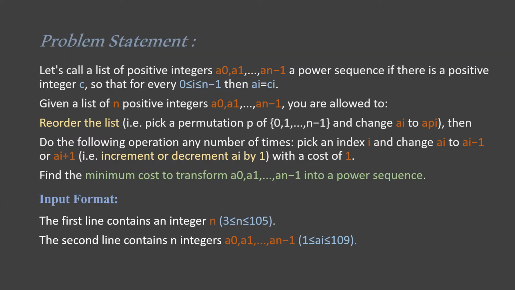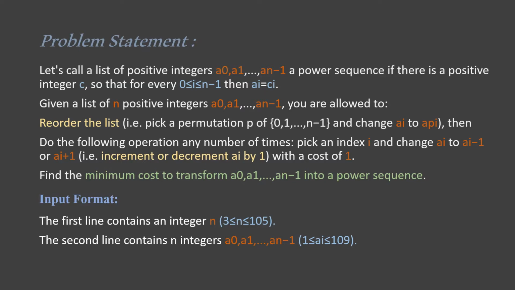This is the problem statement. We are provided with an array. At the beginning we can arrange the array as we want. Now we can perform an operation on the array. In every operation we can either increase or decrease the value of an individual element by 1. We have to find the minimum operations it will take to transform the array into a power sequence.